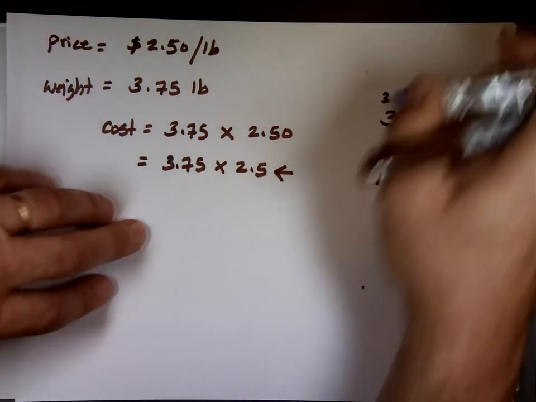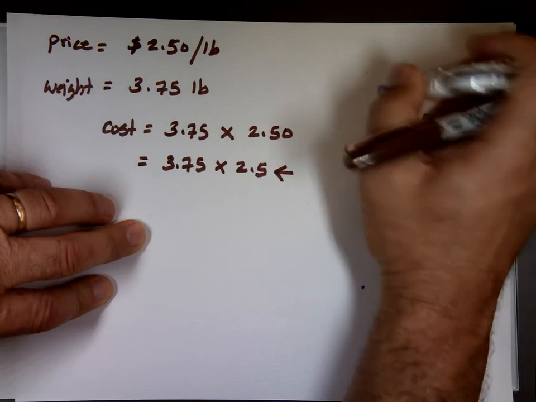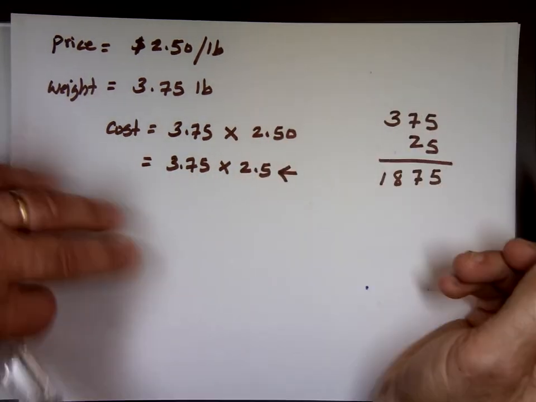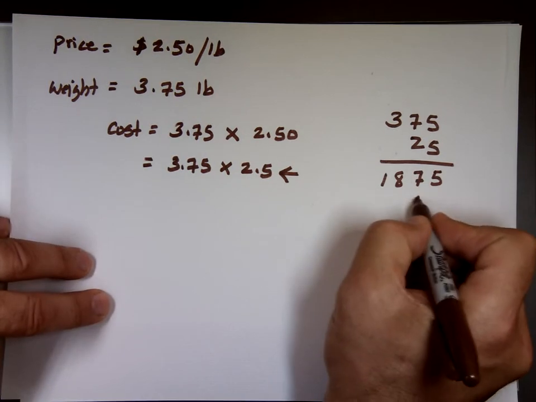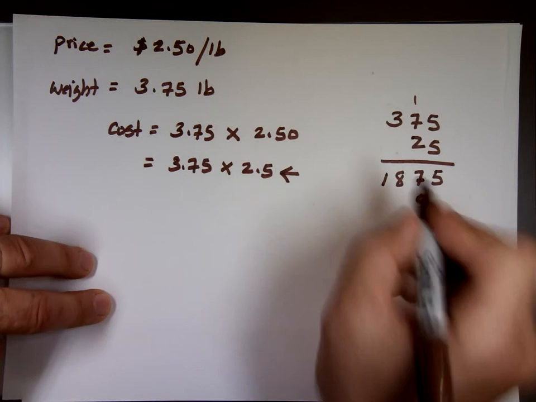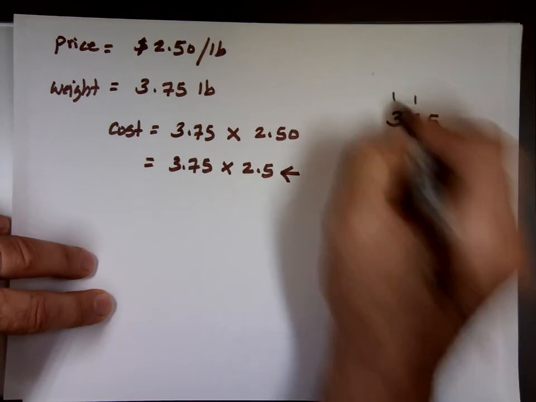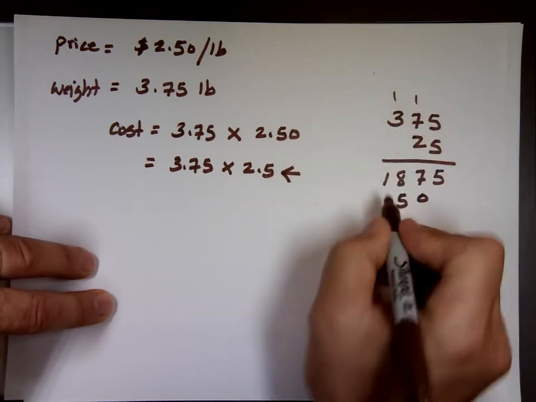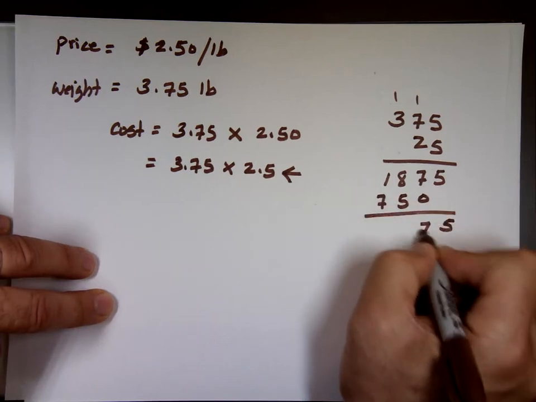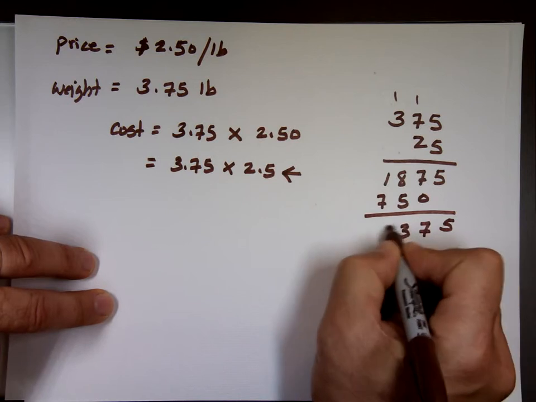Now let's try the 2. 2 times 5, 10. 2 times 7 and 1. 2 times 3 and 1. Let's add them. 5, 7, 3, 9.